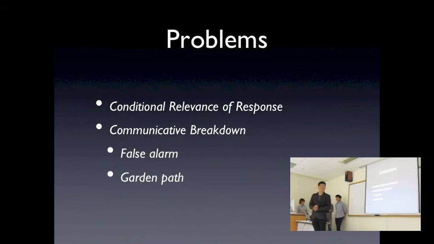Number one is conditional relevance of response. What this means is that you give a relevant response. For example, if my wife asks me, am I fat, should I answer her yes or no? The relevant response is, you're beautiful. Because my wife is not asking me if she's fat, she's asking me for affirmation whether she looks nice or not. The problem with machines is that they do not understand these implicit meanings. They do not understand the context of the question, and they probably reply no, which is a lie.